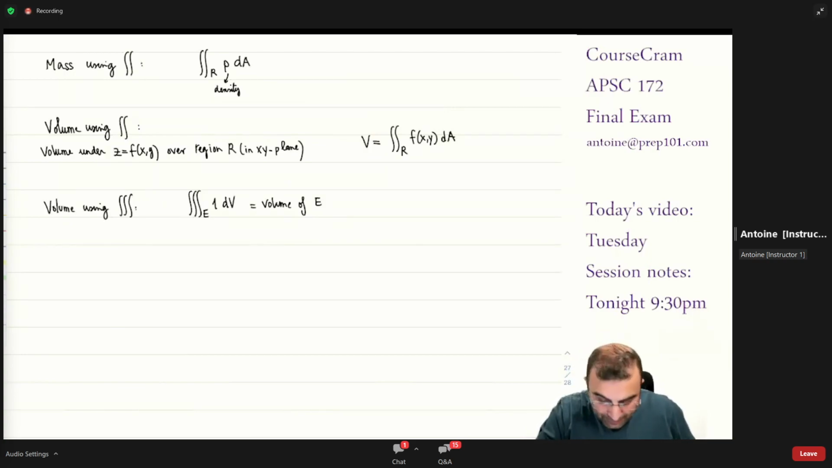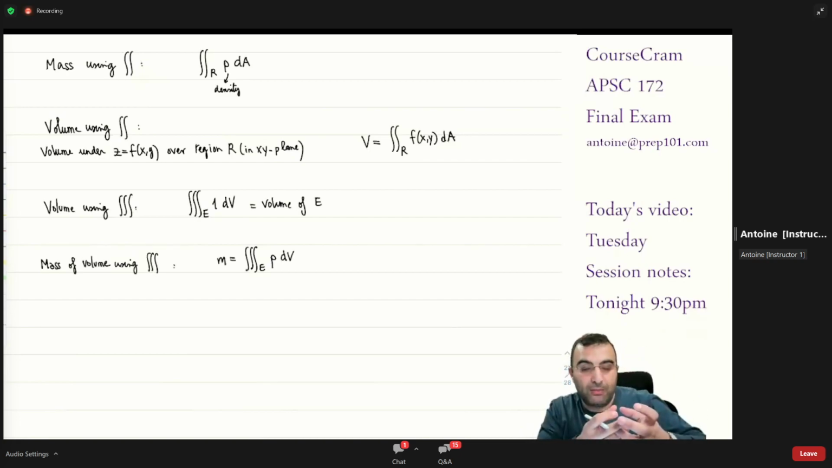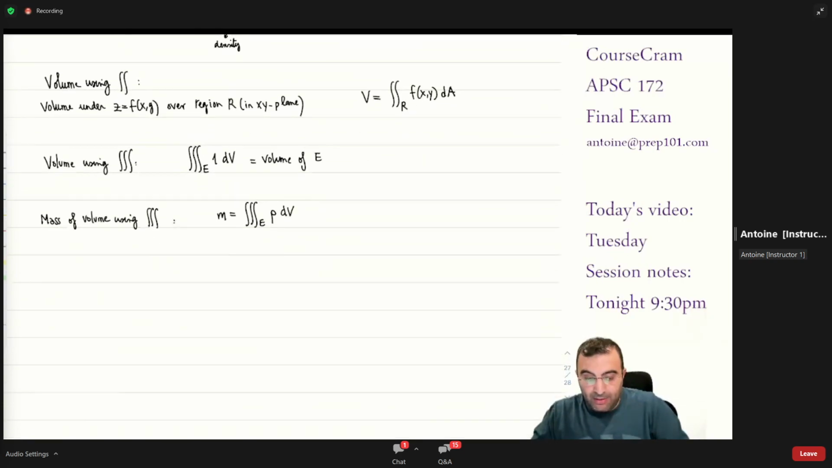Now, how do we find the mass of a volume? Using triple integral, of course, same thing as in area. Mass is equal to the triple integral over the region E of the density dV. Always when you want to find the mass of a volume, you integrate the density over the volume. Mass of an area, you integrate the density over the area.